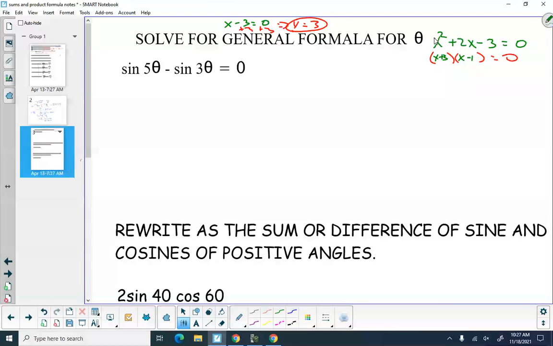Set them equal to 0. So x plus 3 could equal 0. x minus 1 could equal 0. So x would equal negative 3. x would equal 1. We had to factor it down. And we had to get each factor equal to 0. We couldn't just solve by adding 3 and then dividing by 2 up there like we did over here.